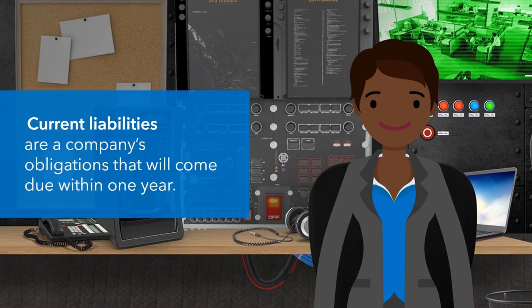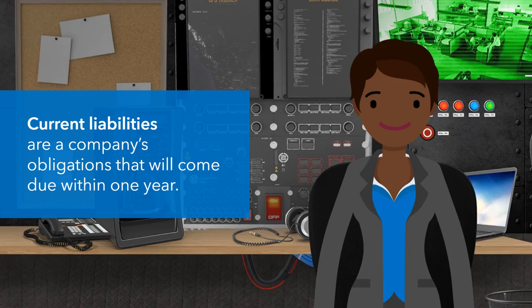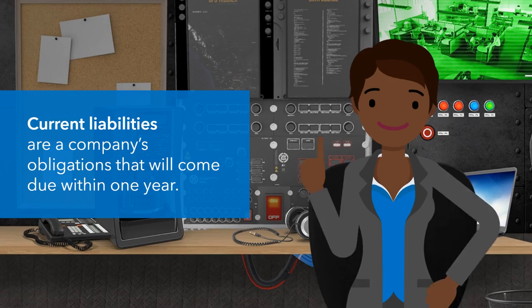A company's current liabilities are those obligations that will come due within 1 year. They're also known as short-term liabilities and include things like accounts payable. Let's hear from an expert as they explain more about current liabilities.